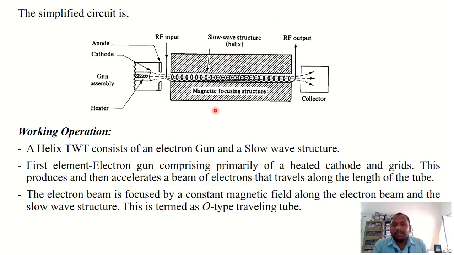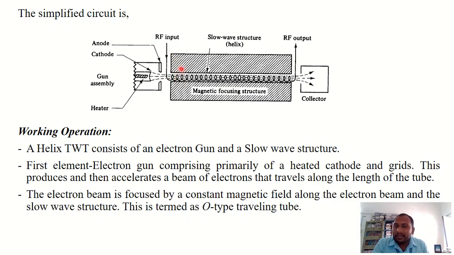Let's see the simplified version. The simplified version is quite easy compared to the previous one. So in the simplified version, as I said earlier, there are two parts. One is a gun supply and the other one is slow wave structure or helix. Check it here. Gun supply generates the electron beam, and that electron beam enters into the slow wave structure, and on the other side there is an RF input to the helix.